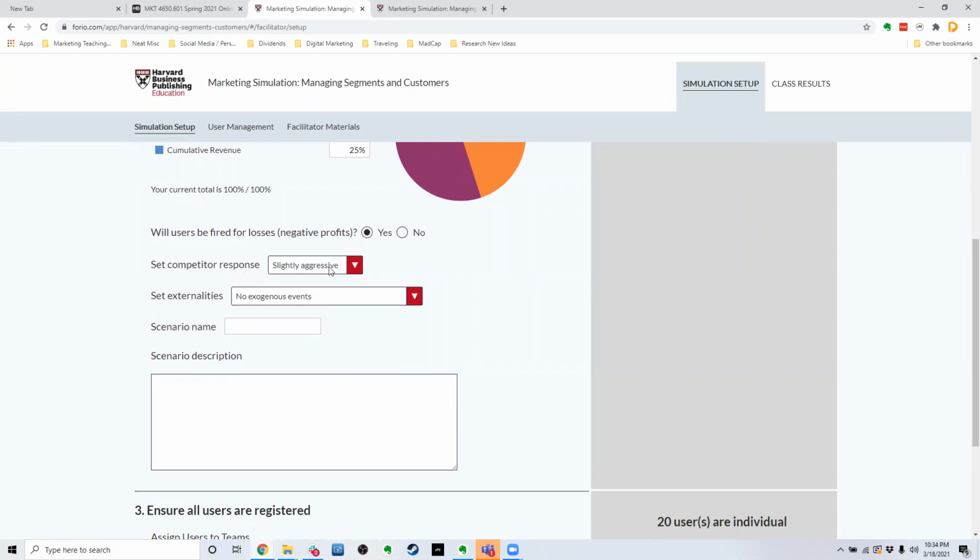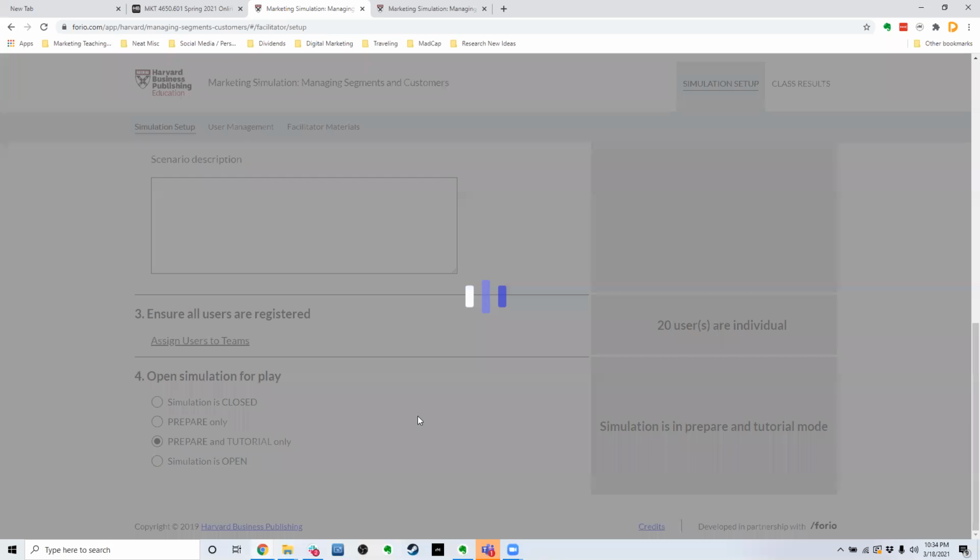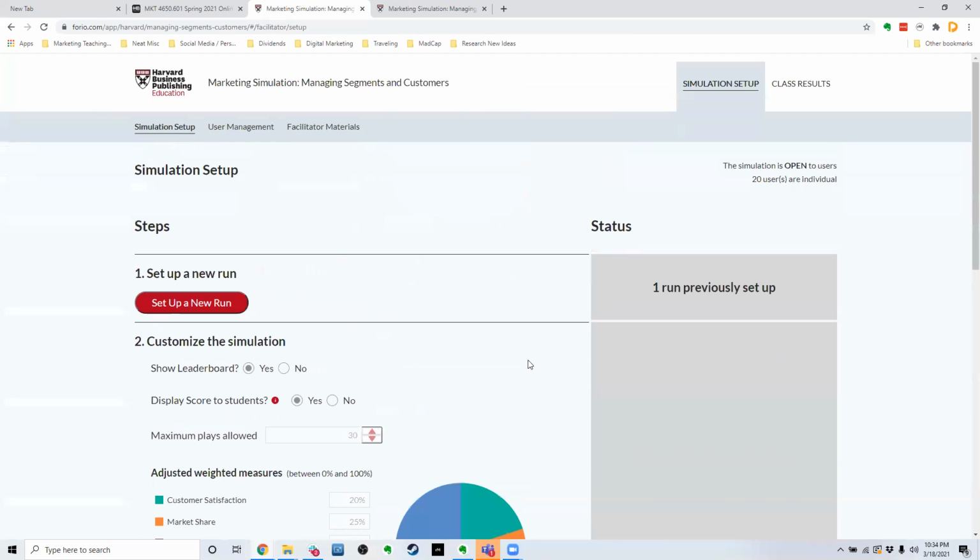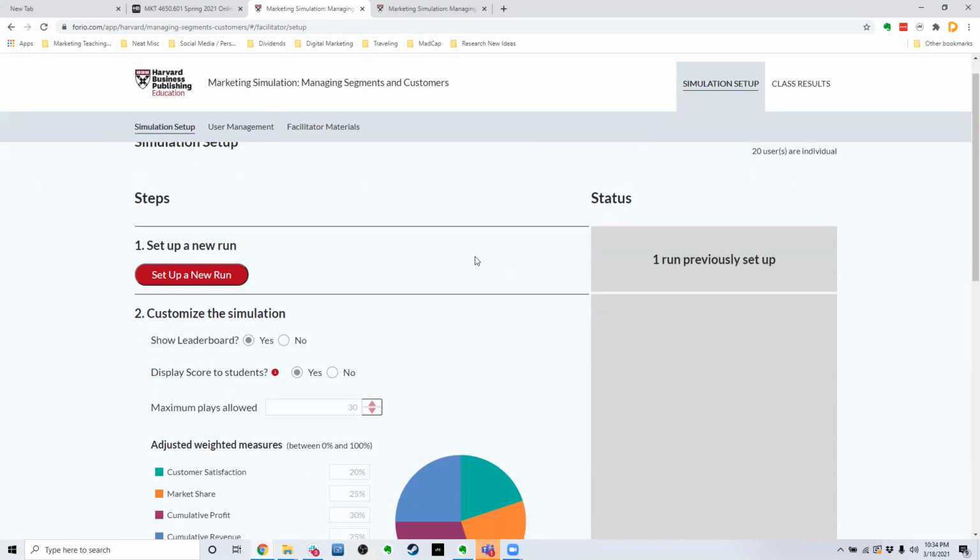Competitors' responses is slightly aggressive. You can be fired, no crazy events, and this is going to be called practice. And now I'm actually going to run it as simulation is open, which I'm setting right now, and you are now set to run. So you can now go into this and practice.